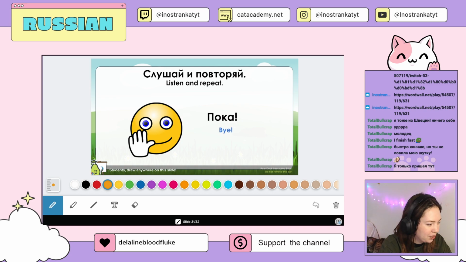Я только пришел тут. Ну да, вижу. Я знаю. Сегодня у тебя работа была. Я знаю. Так, все равно шутка, я так и не поняла. В чем шутка? What was the joke about?